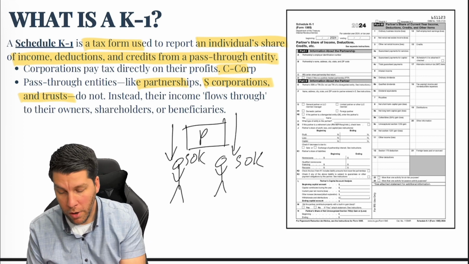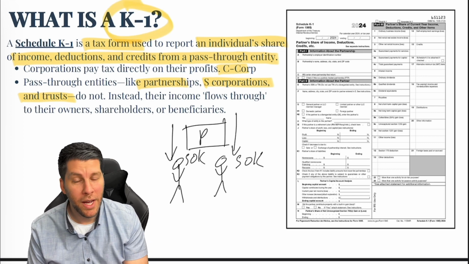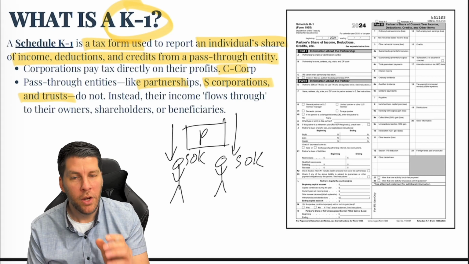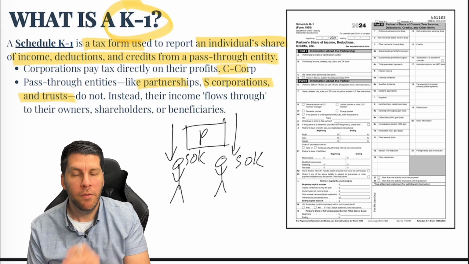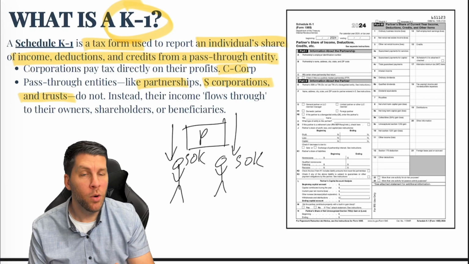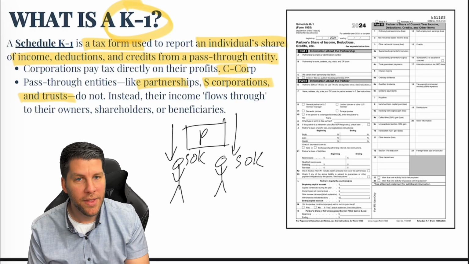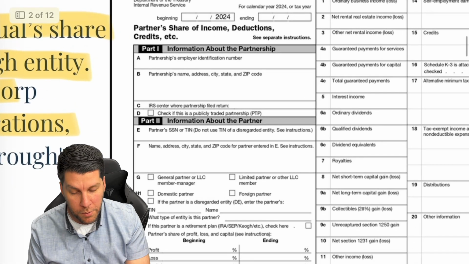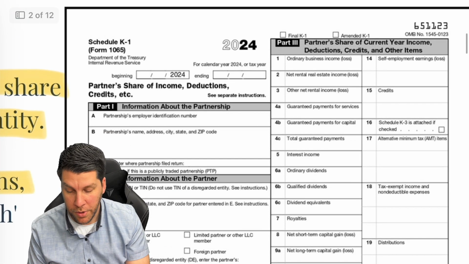So the K-1, bringing it back to the K-1 again, the K-1 lets the government know how much of the income or deductions or credits go to each individual, so they know who is actually going to be paying the tax or who's going to be getting the deduction at the end of the day. This is what the K-1 form looks like. You won't be filling this out. Whoever does your taxes will be filling this out.